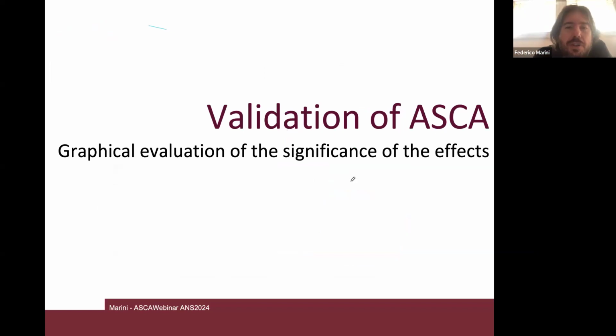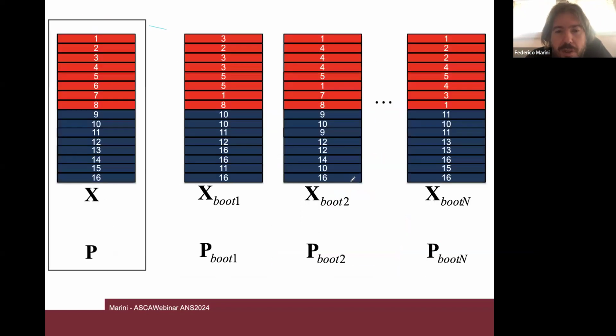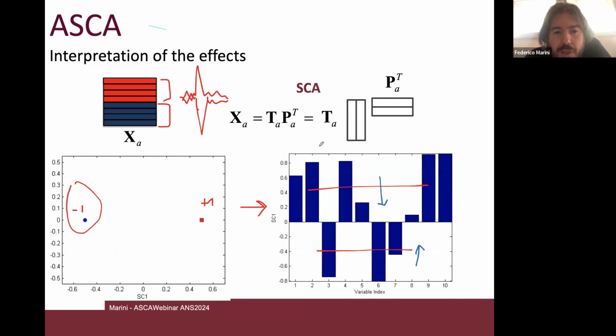A last thing about interpretation, and then I will briefly guide you through a couple of examples that tell us how to interpret this ASCA result. You see here that, of course, if I have 2 levels, I will have just 2 points in the scores plot and a single component to be extracted. If I have 3 levels, I can extract the second component and I will have 3 points in the scores plot and so on.